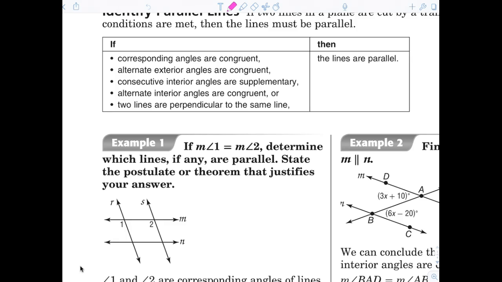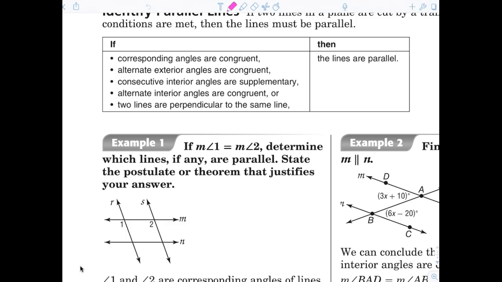Everything else, alternate exterior, consecutive interior, alternate interior, and perpendicular lines can be what? Proven. However, in order to prove them, you're going to have to write that the corresponding angles are congruent. Everybody with me? So each one of them, to prove that they're congruent, you're going to have to show that the corresponding angles are congruent. So again, that's where, to me, the contradiction comes in. But you have to prove lines are parallel through those methods.